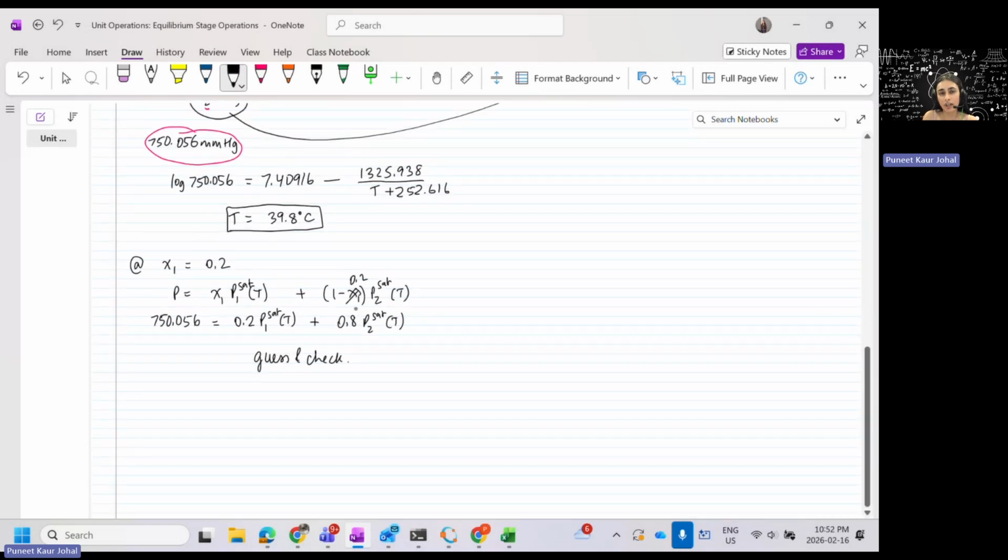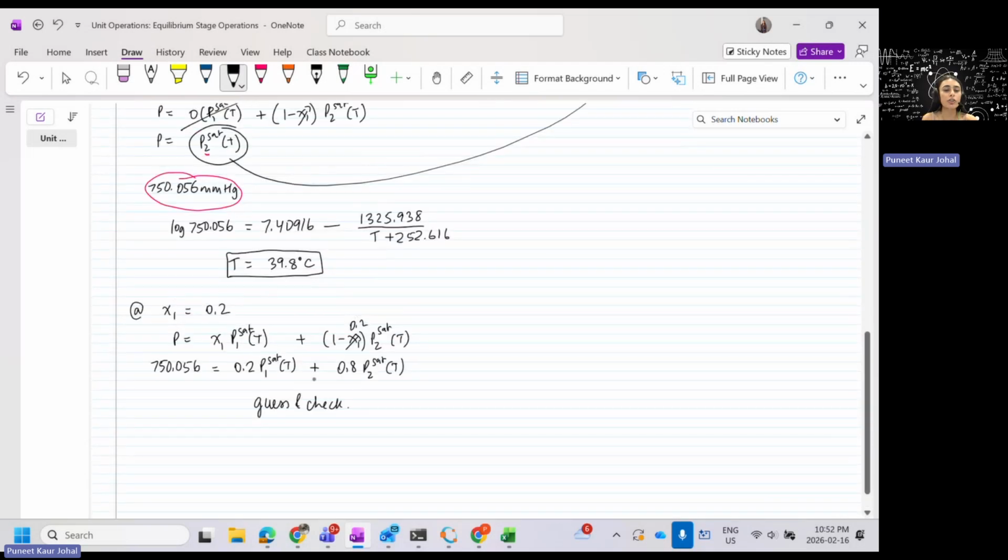But you see, the guess and check method is going to be pretty hard, because you're not just assuming different values of P1 and P2. You're assuming different values of T such that when you put it into Antoine's equation, the P1 and P2 come out to be such values that the overall pressure comes out to be 750.